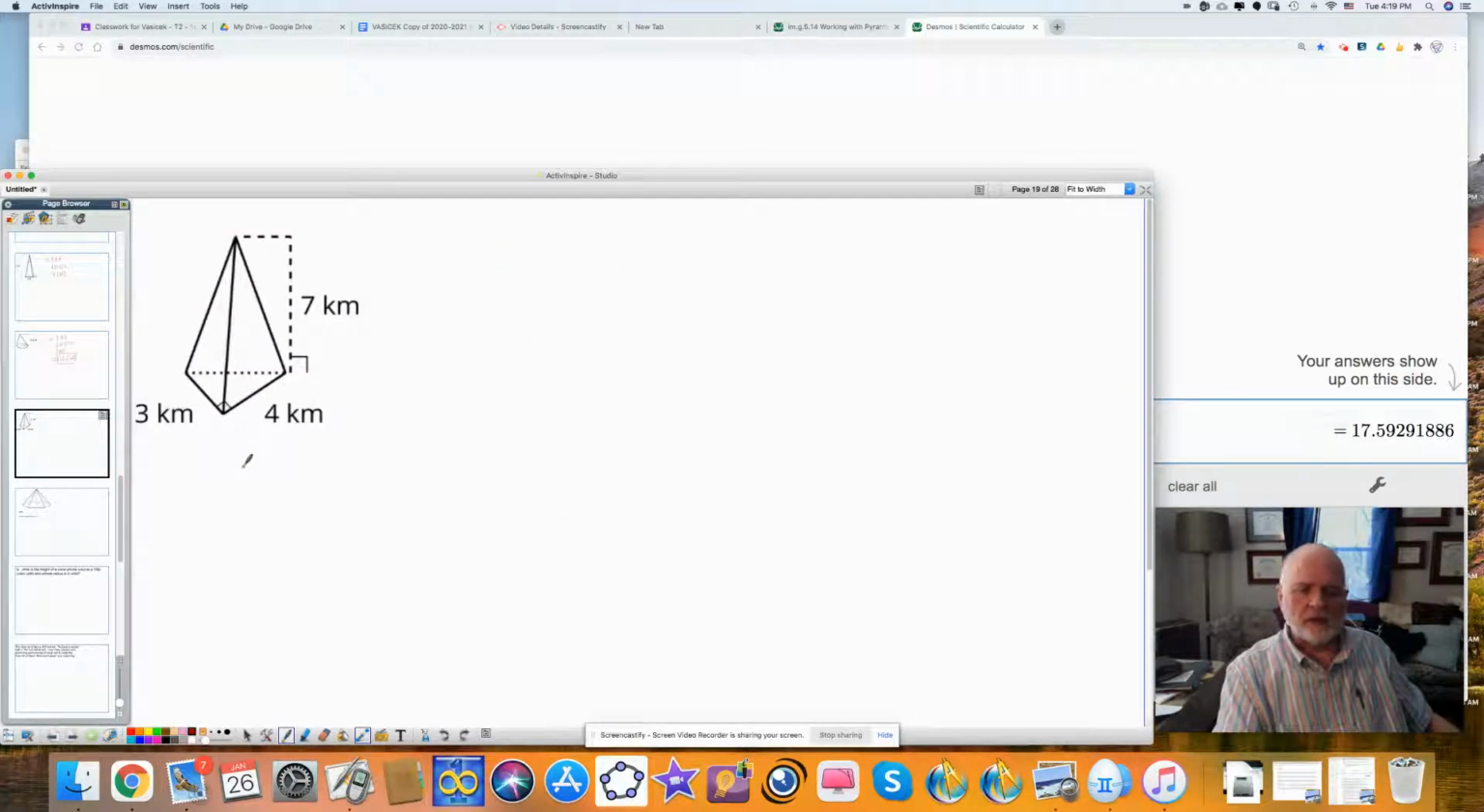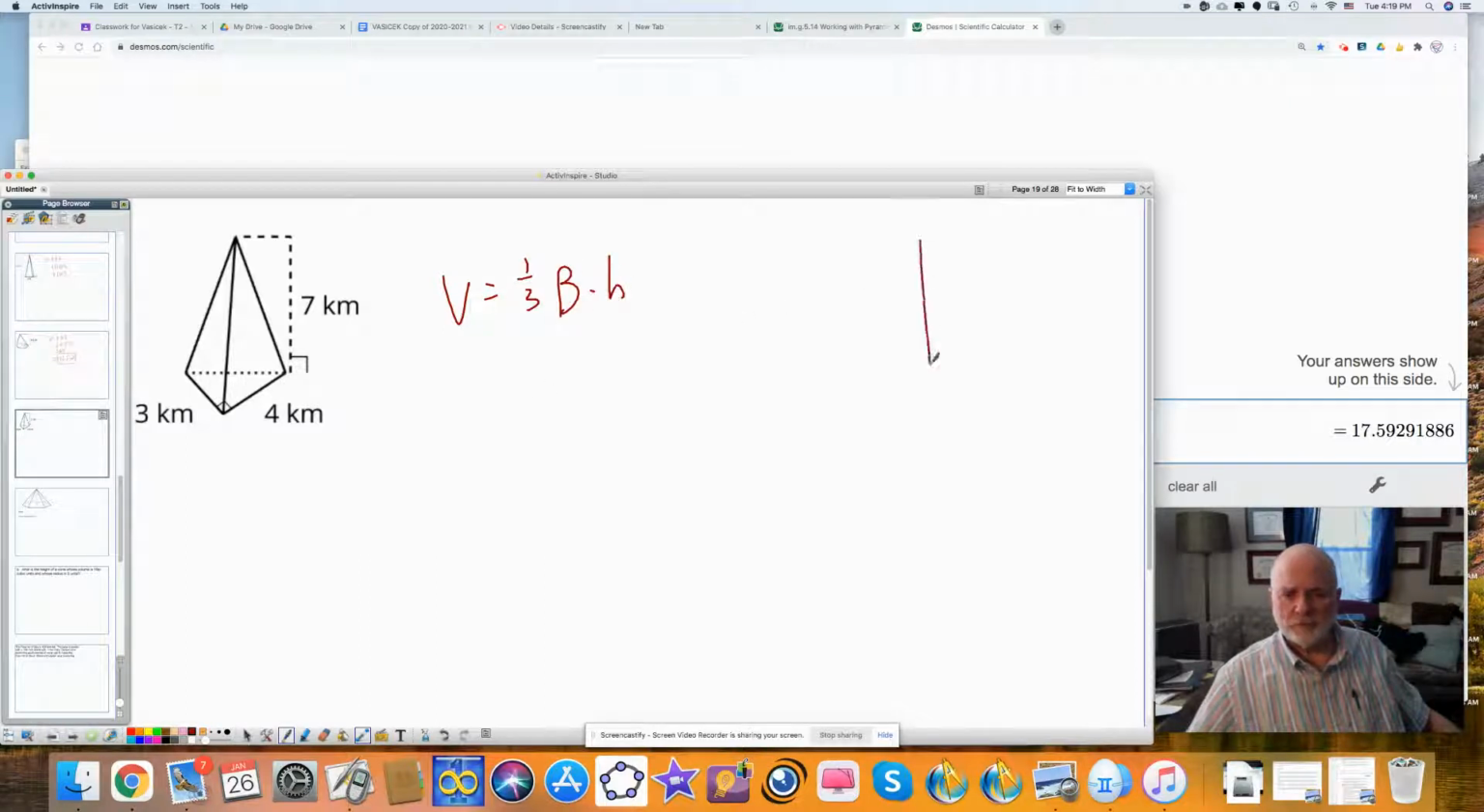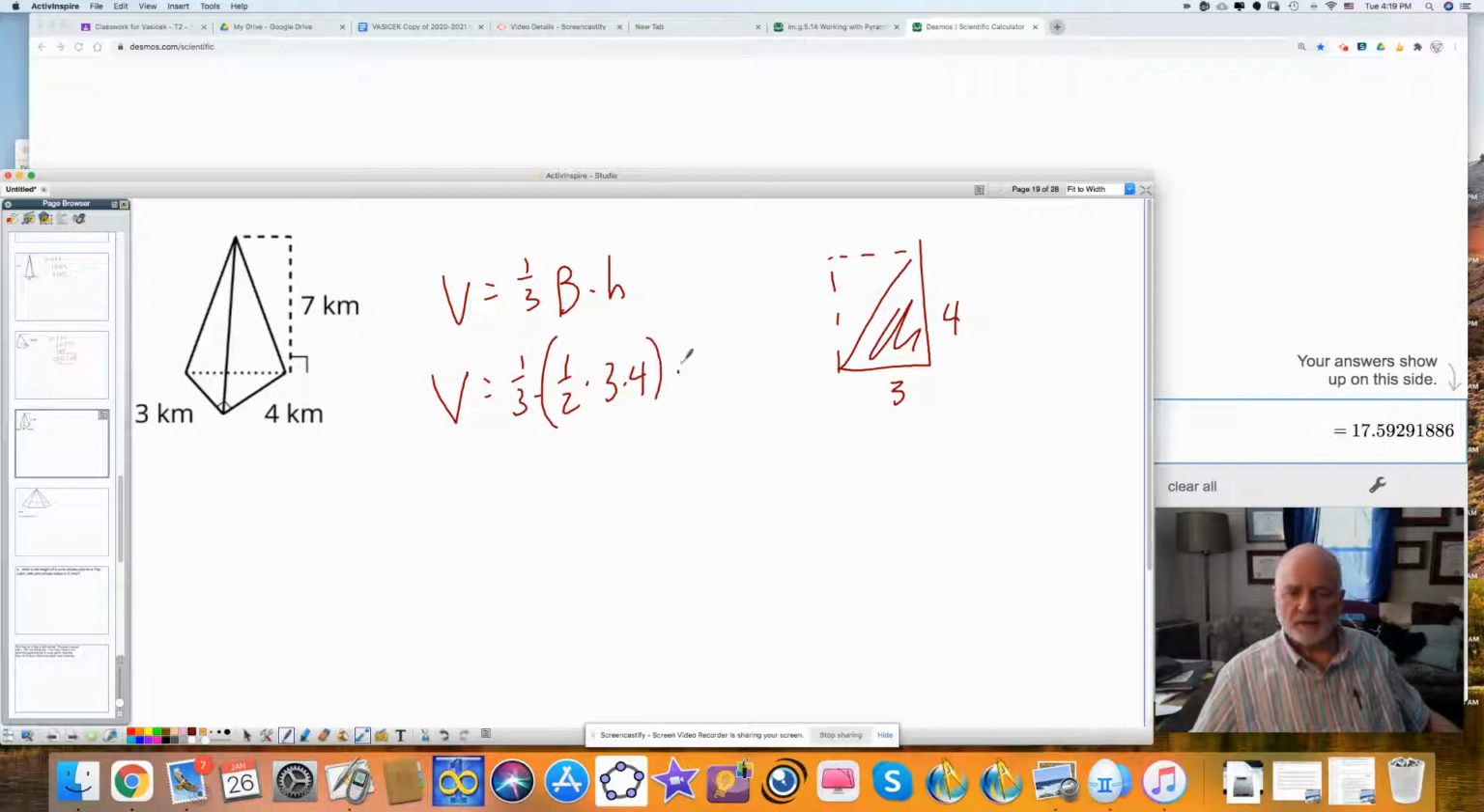Here we have a triangular prism, and a triangular pyramid. So the volume is equal to 1/3 the area of the base times the height. The base is going to be, this is my base, it will have a 3 and a 4. It's going to be 1/2 of that, the area of this triangle. So this would be equal to 1/3 times 1/2 times 3 times 4 times the height, which is 7. My answer would be 14, and the answer is in kilometers cubed.